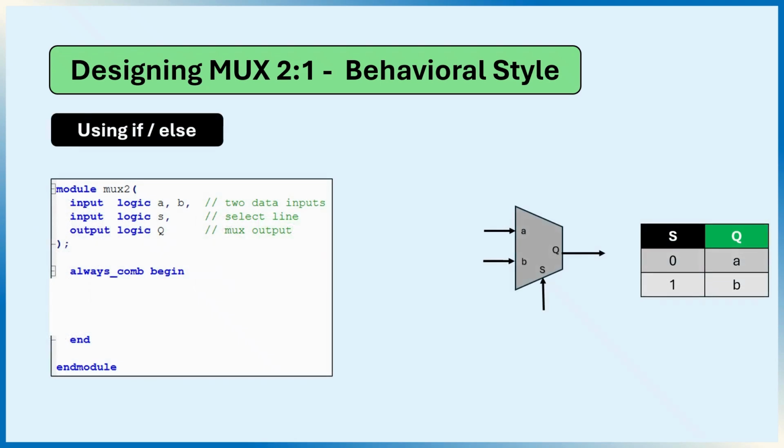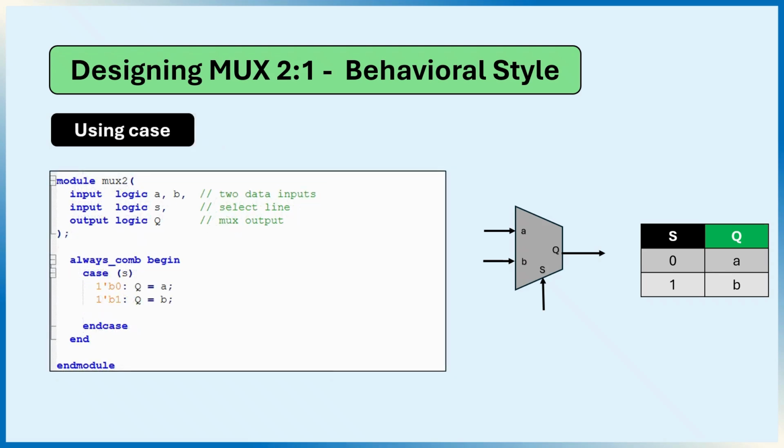We will use an if-else statement. If S equals 1, then Q takes the value of B, else Q takes the value of A. Finally, we can also write it using a case statement. Case on S. When 0, Q equals A. When 1, Q equals B. The result is the same 2-to-1 multiplexer, just expressed in a different coding style.